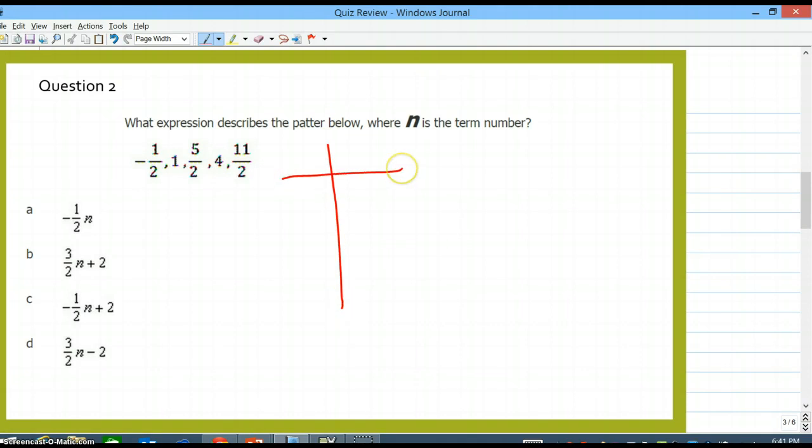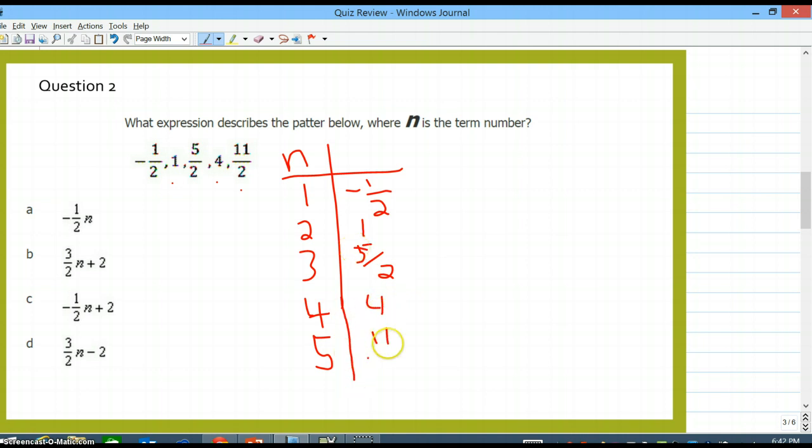Notice that all my answer choices have n's, so I'm going to use n on the left column. How many numbers do I have? I have 1, 2, 3, 4, and 5. So I'm going to have 5 n's. 1, 2, 3, 4, and 5. My first n is negative a half, so I'm going to write that next to 1. Second one is 1. Third one is 5 halves. Fourth is 4. And 5 is 11 halves.